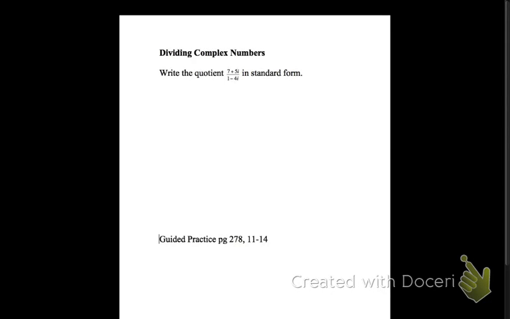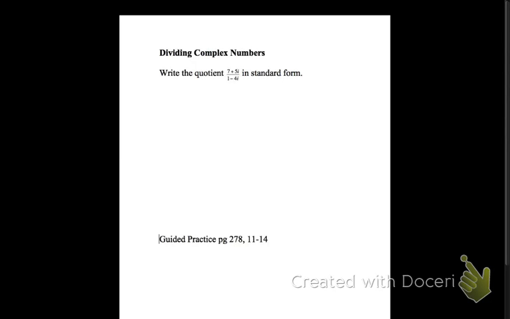Lesson 4.6, Dividing Complex Numbers. So we've talked about adding, subtracting, and multiplying complex numbers, and now we are going to divide complex numbers. If you see here, the directions tell us to write the quotient in standard form.